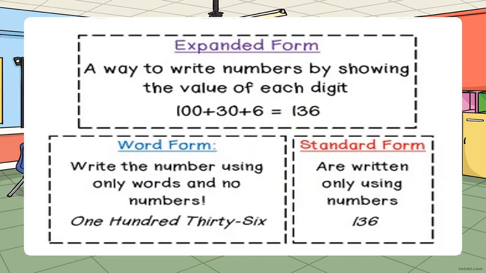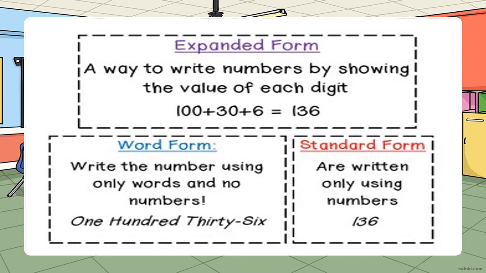Here we have the expanded form. Notice I like this way best because this is written better. All right. So 136, and we expand that. So we have 100 plus 30 plus 6 give us 136 if you add those up.